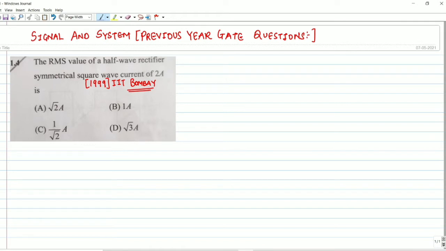Let's get started. What is given in the question? In this question, we have to find the RMS value of a half wave rectifier. This question was asked in 1999 by IIT Bombay. In this series, we are going to solve questions from 1992 to 2000.